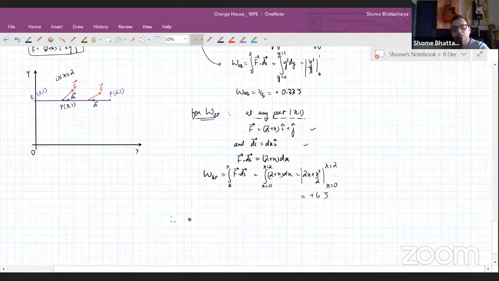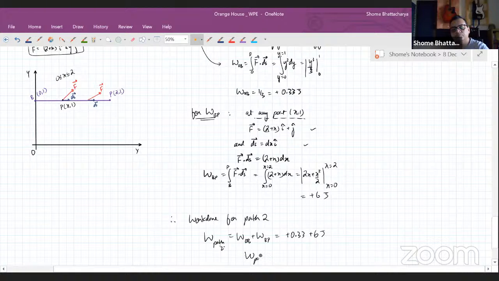So again you can see that the work done for path 2, this was the work done from O to B plus the work done from B to P. So this time it is in this kind of order, but the net work done is the same, same as we got in path 1. Okay, so make sure you understand this working properly.